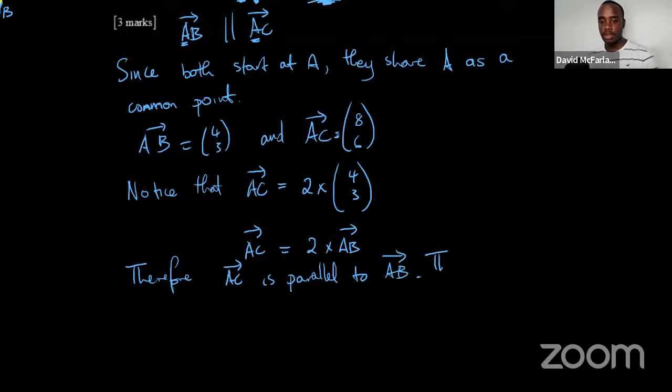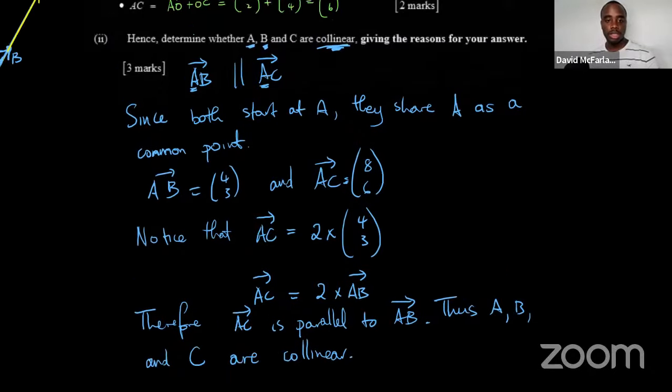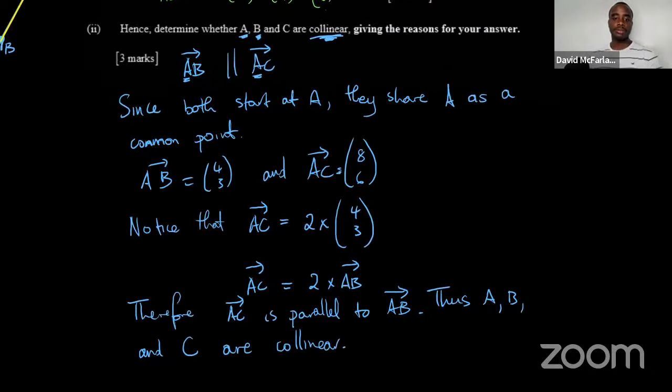Thus, since we have shown that they share a common point, and they are parallel, we can write that down. All right. So that's how we know they are collinear.